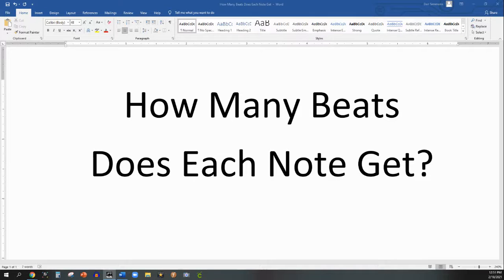How many beats does each note get? Your answer should be a number. In the chat, how many beats does this note get? This note.